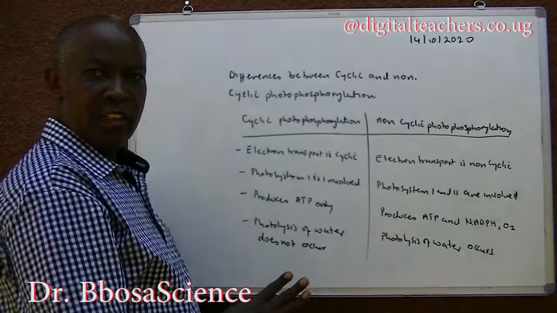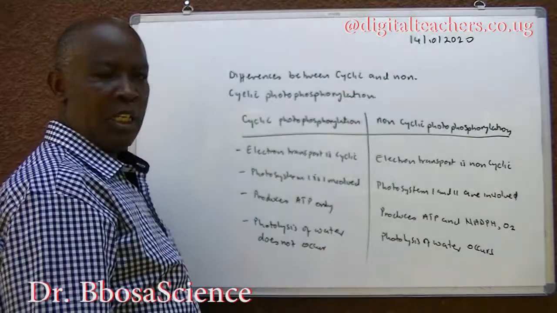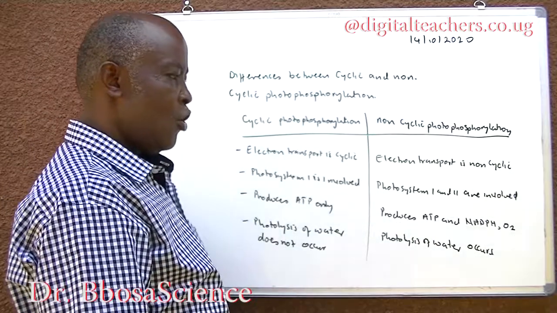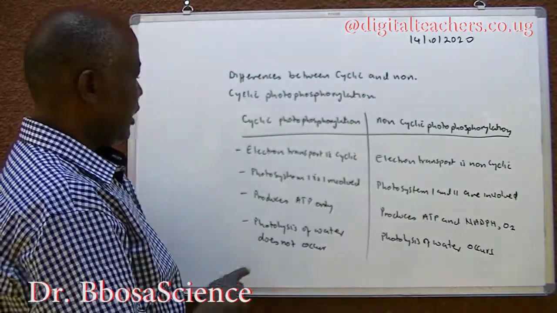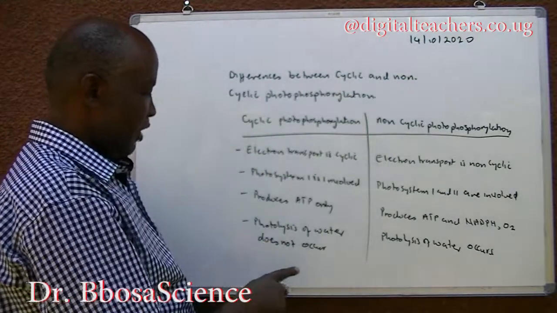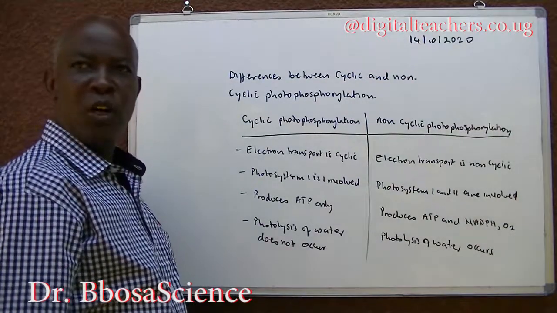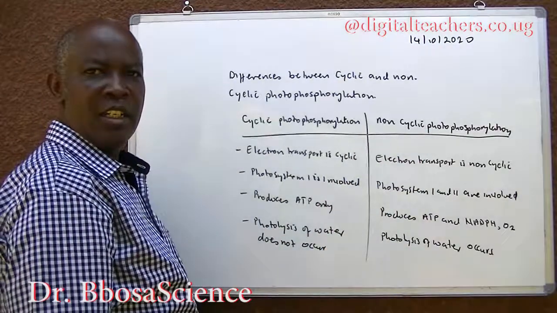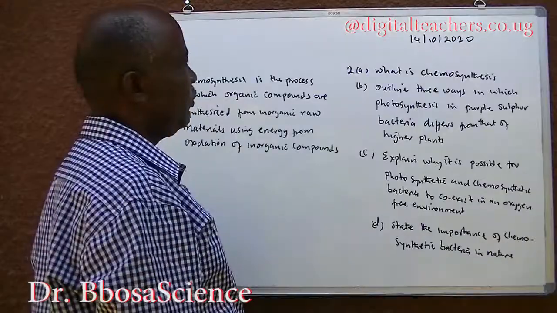In cyclic photophosphorylation, it produces ATP only. In non-cyclic photophosphorylation, it produces ATP and NADPH. In cyclic photophosphorylation, photolysis of water does not occur. In non-cyclic photophosphorylation, photolysis of water occurs.